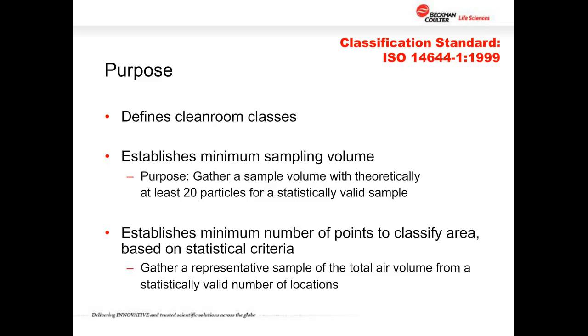So instead we use a statistical sampling method, basically choosing points within the area and a certain amount of sample volume at each of those points, using that data set to extrapolate our confidence that the whole area looks similar to that data set or not. And so really it's defining a statistical sampling method, looking at number of points, so it sets up a minimum number of points, and how much air needs to be sampled at each point to give us a high level of confidence that that data set is going to represent the whole entire area or room.